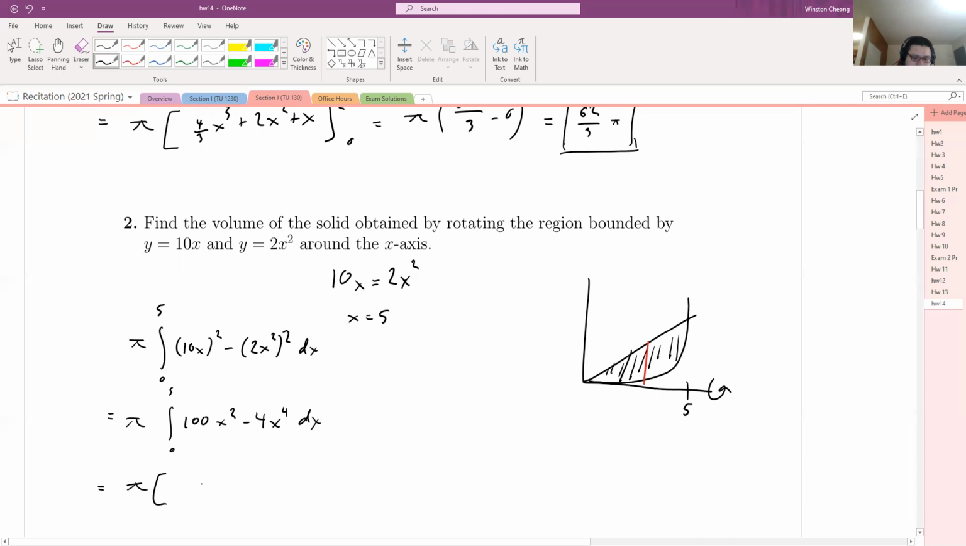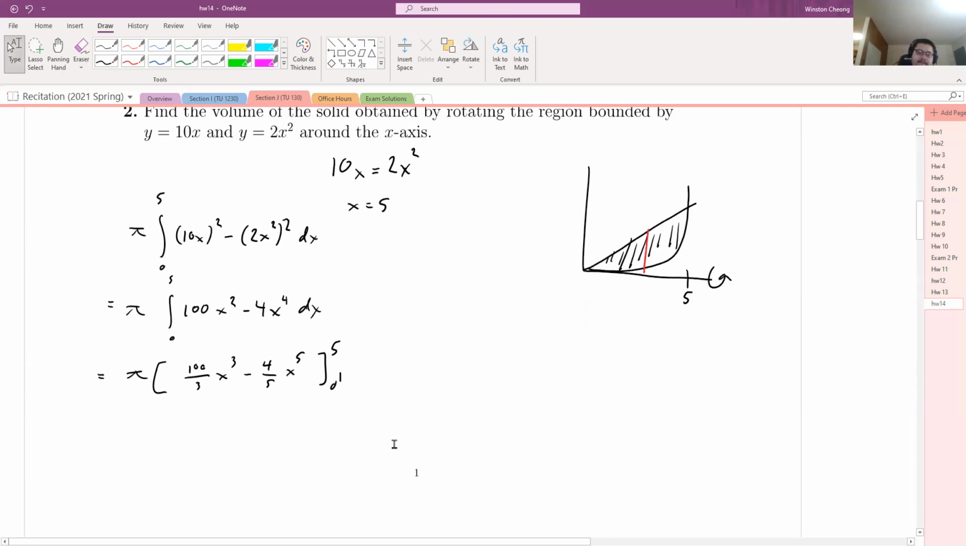Okay, now we can evaluate this integral. 100/3 x cubed minus 4/5 x to the 5th. And we evaluate from 0 to 5. Right. Well, it's a bit of a bother to evaluate at 5, but evaluating at 0 is clear to see. So you can imagine that you would probably plug this into a calculator. And if you do that, you'll get 5,000 over 3 pi. Okay, any questions on these two?